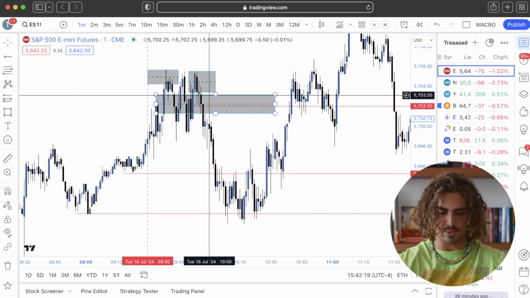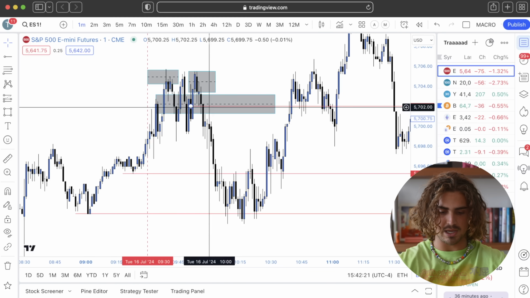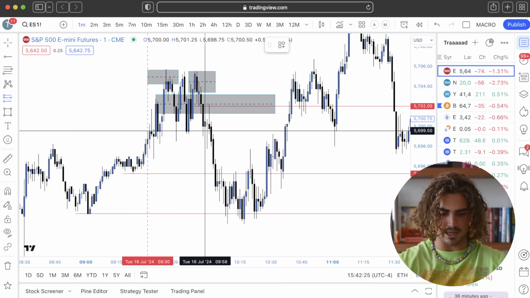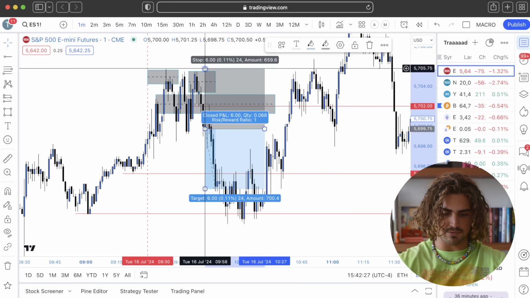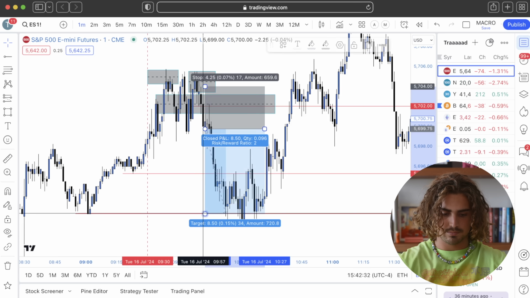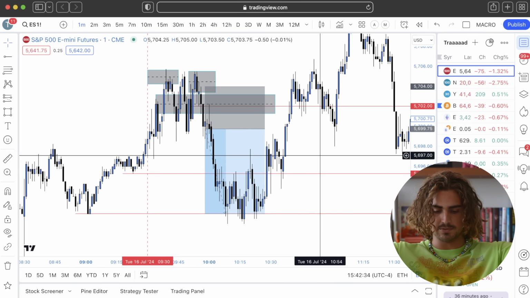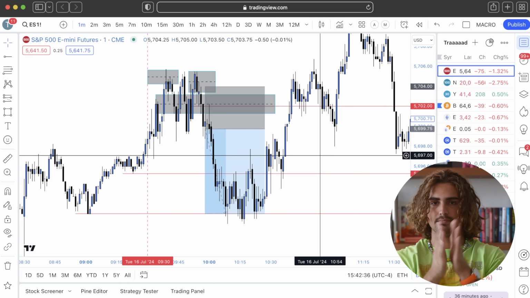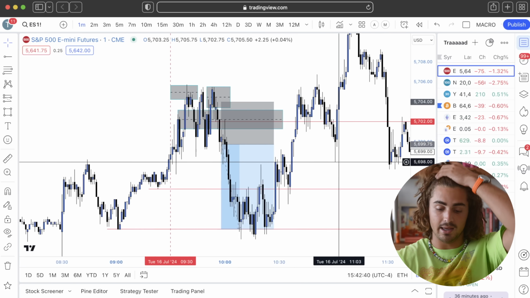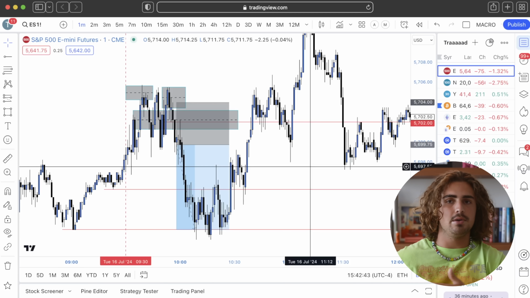We also get a break of structure. We get an extension back up into that inverse fair value gap, rejection off of it, while ES is the lagging index. Boom, shorts off that. You can toss your stop loss above here. Boom, take profit hit. Boom, you guys just learned a confluence that can literally determine whether or not you take a trade.